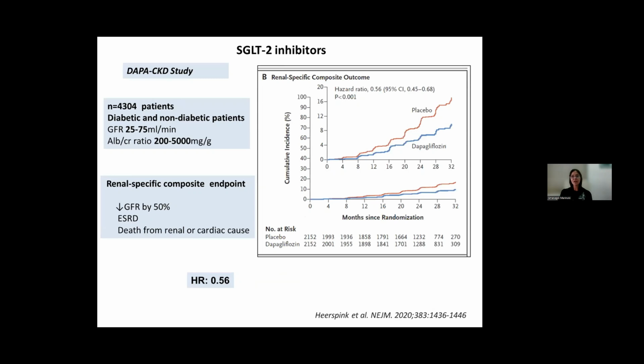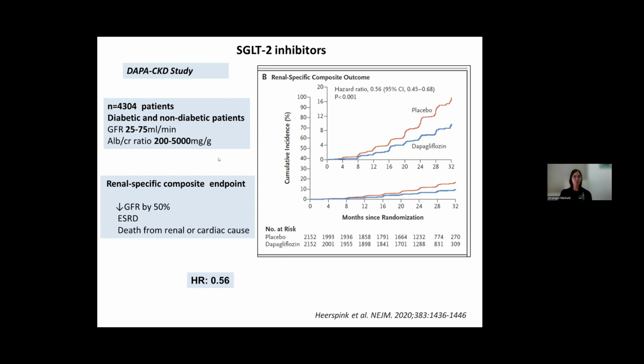I will just describe the DAPA-CKD study shortly, because it was for us as nephrologists the landmark study, and I will tell you why. It included a total of about 4,300 patients, diabetics and non-diabetics. As you can see, there was a broad range in GFR between 25 and 75 milliliters per minute, and also a broad range of albuminuria, from 200 milligrams to 5 grams.